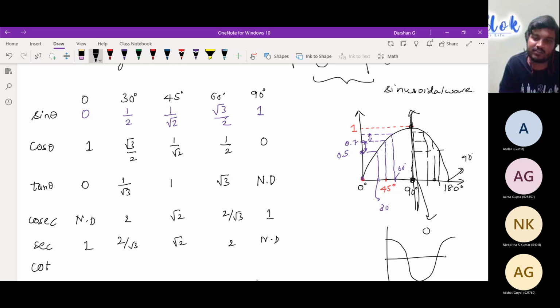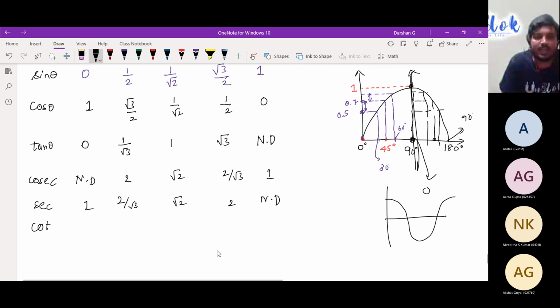Now there is one controversial thing. Why did I make a disclaimer saying not defined? It will become infinity, but I wanted to be on the safer side, so I made that statement. I'll tell you why. Now again, 1 by tan is not defined because 1 by 0 is not defined. So here in this case, it is root 3. 1 by 1 is 1 itself. This will be 1 by root 3.